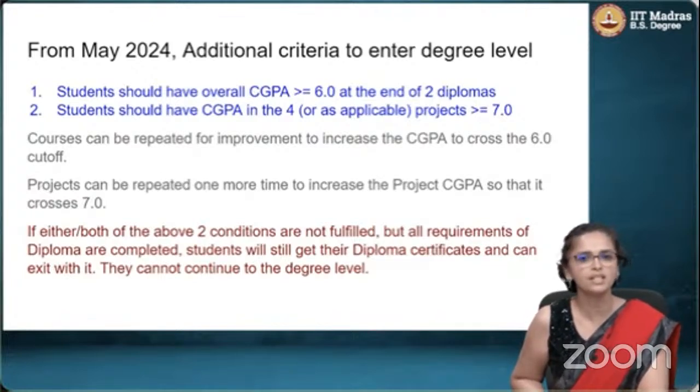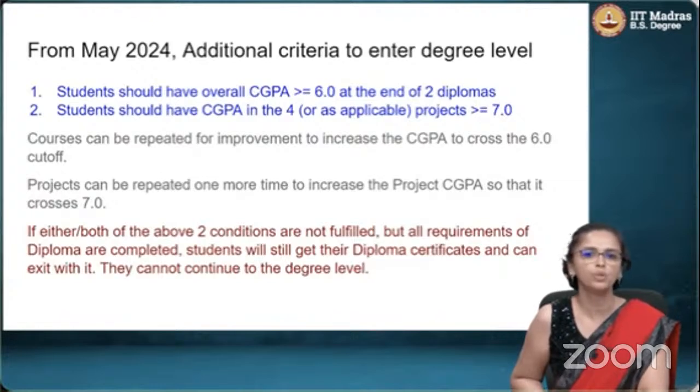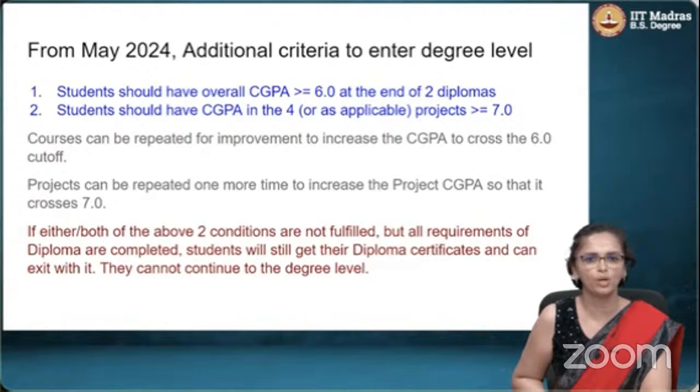You will get the original diploma certificates also. The only condition is you will not be permitted to enter the degree level if these 2 conditions are not satisfied. That is what is given here. You will get your original diploma certificates even if the criteria is not satisfied, but you won't be permitted to enter the degree level. So, students in the diploma level who are planning to enter the degree level May 2024 or later, please keep this in mind. This is a very important change in condition that we have brought about.